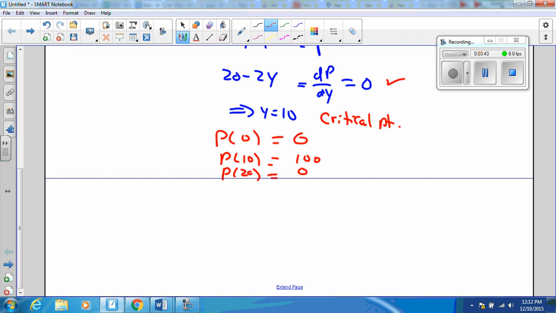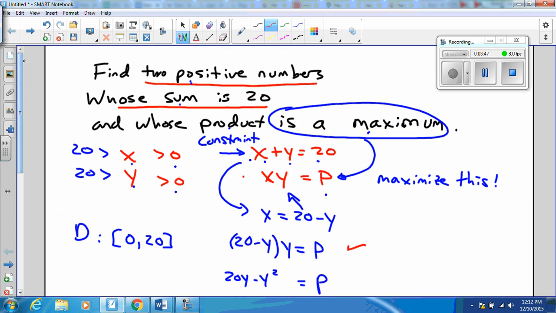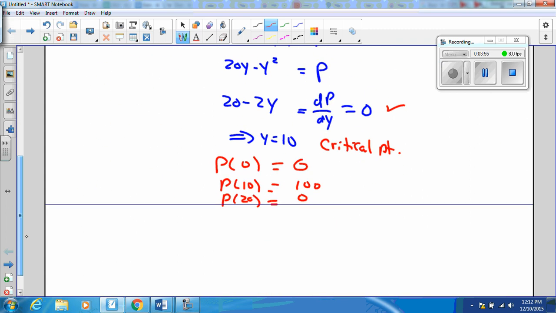Now we need to come back and answer the question, oh, I'm supposed to find two positive numbers. They didn't ask me for the product, they asked me for the two positive numbers. Have I found two positive numbers? Not yet. I found one. Substitute. And the other one's 20 minus 10, which is 10. Is it weird that my two positive numbers are the same number? No, that's fine.